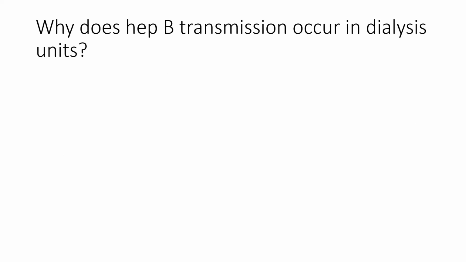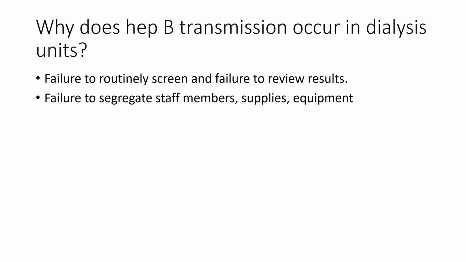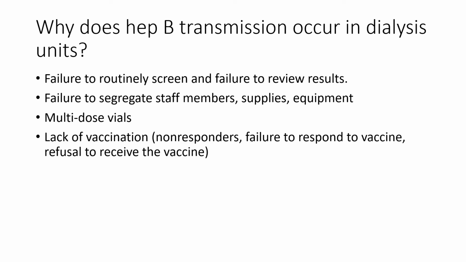So with all the precautions and understanding of hepatitis B transmission that we have, why does hepatitis B still occur in dialysis units? Well, if we don't screen our patients annually, if we fail to review the results, if we don't segregate the positive and negative hepatitis B patients, if we use multi-dose vials, that is, if we had one vial and we kept drawing Mircera out of it, for example, and administering to multiple patients, and finally, if patients refuse to get vaccinated, I mean, if we have vaccination rates of less than 50%, that increases the odds that you're going to have an outbreak in your unit.